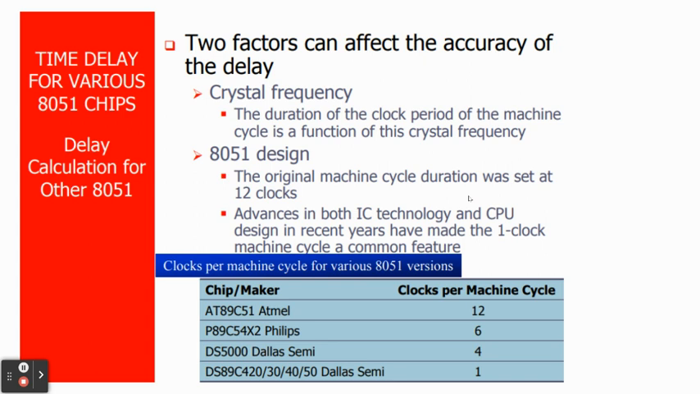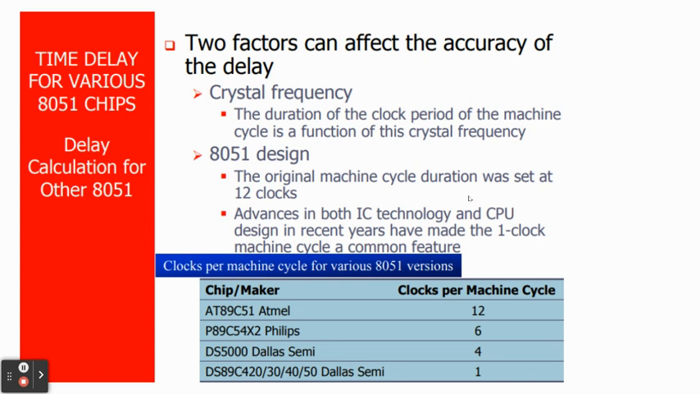Secondly, we have what we call the 8051 design, because the original machine cycle duration was set at 12 clocks, and different advances in both IC technology and CPU design in previous years and in the current years have made the one clock machine cycle a common feature.